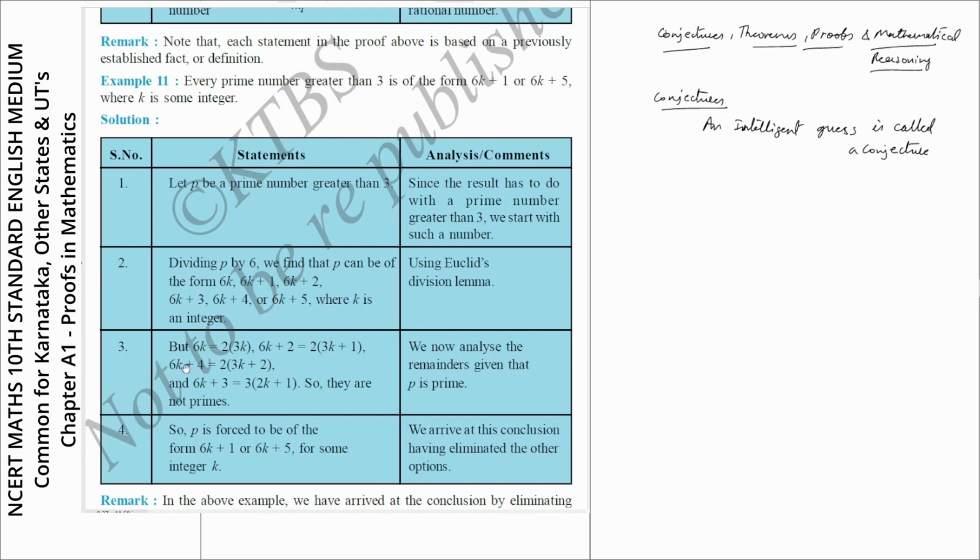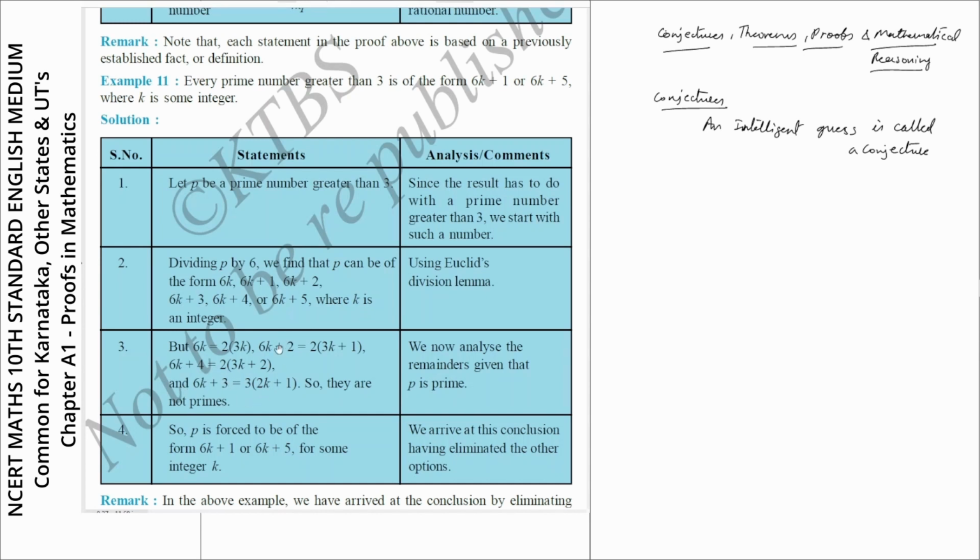Again if you take 6k plus 4, we can take 2 as a common factor, and what is left is 3k plus 1. So again we are getting 2 as a common factor. Therefore 6k plus 4 is not a prime number. Again if we take 6k plus 3, here also we can take 3 as a common factor, and we are left with 2k plus 1. So here 3 is a common factor, therefore 6k plus 3 is not a prime number at all.